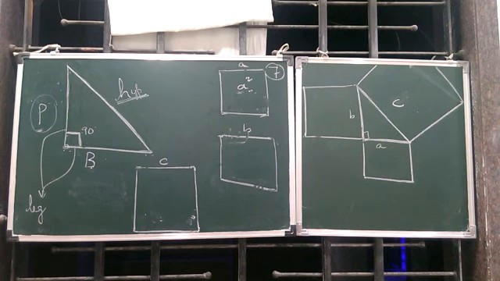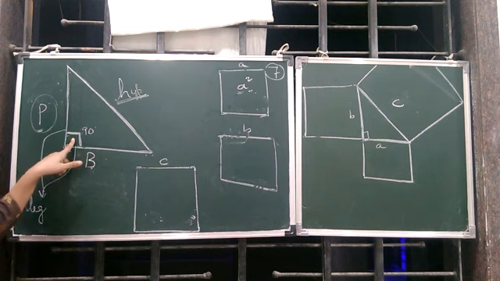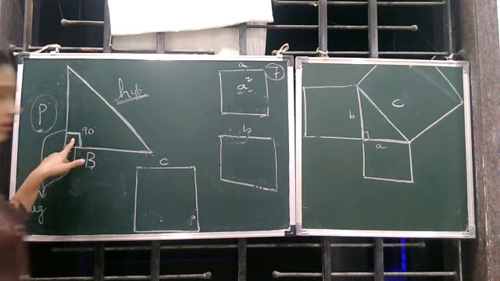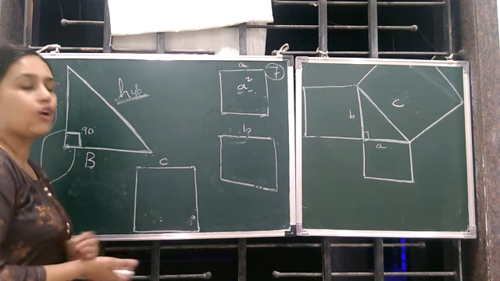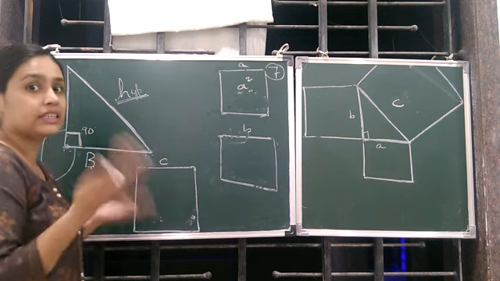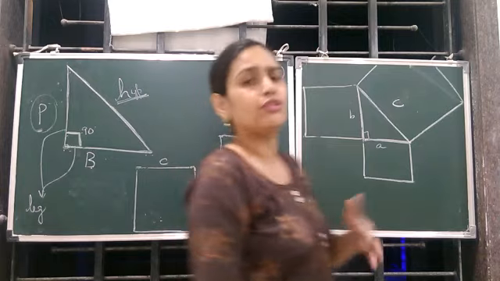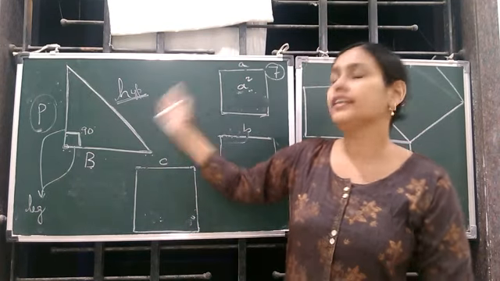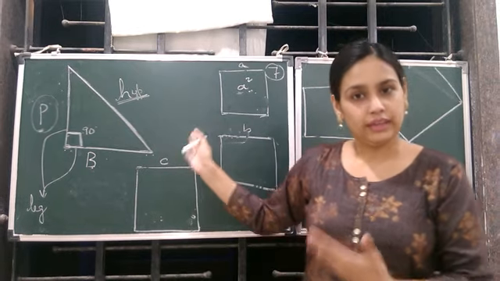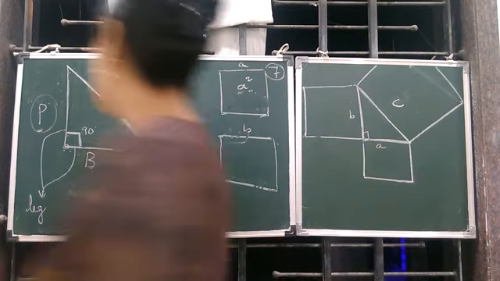Okay children, welcome back. Continuing ahead, you can see I have made a triangle. It is a right angle triangle. So we studied that in a normal triangle, the sum of two sides is always greater than the third side. Let's see whether it is applicable in a right angled triangle also or not.